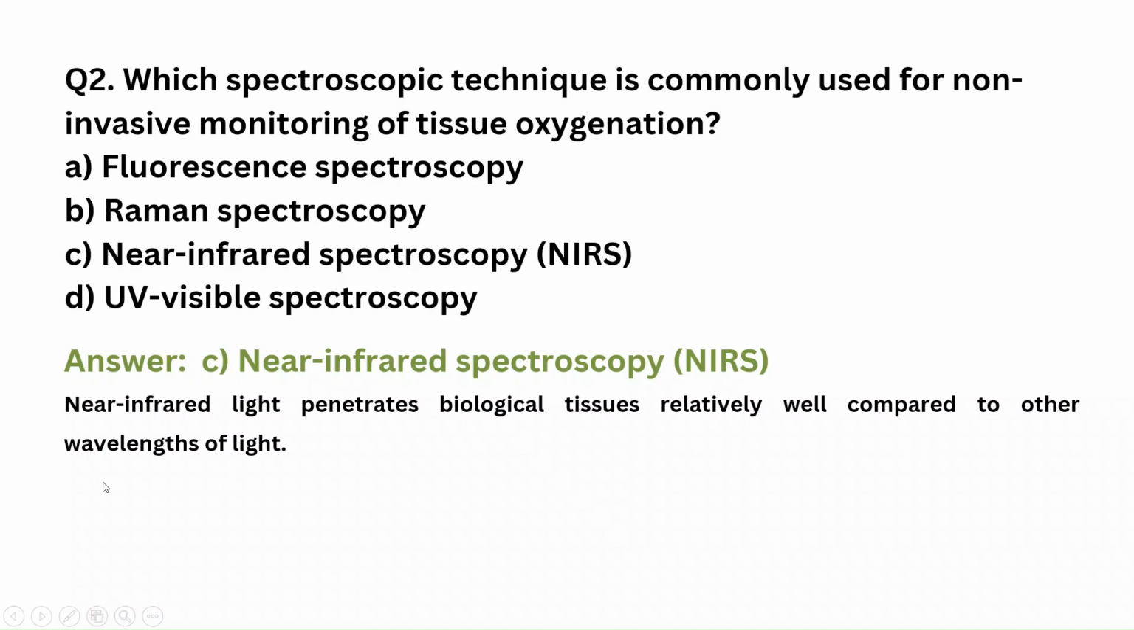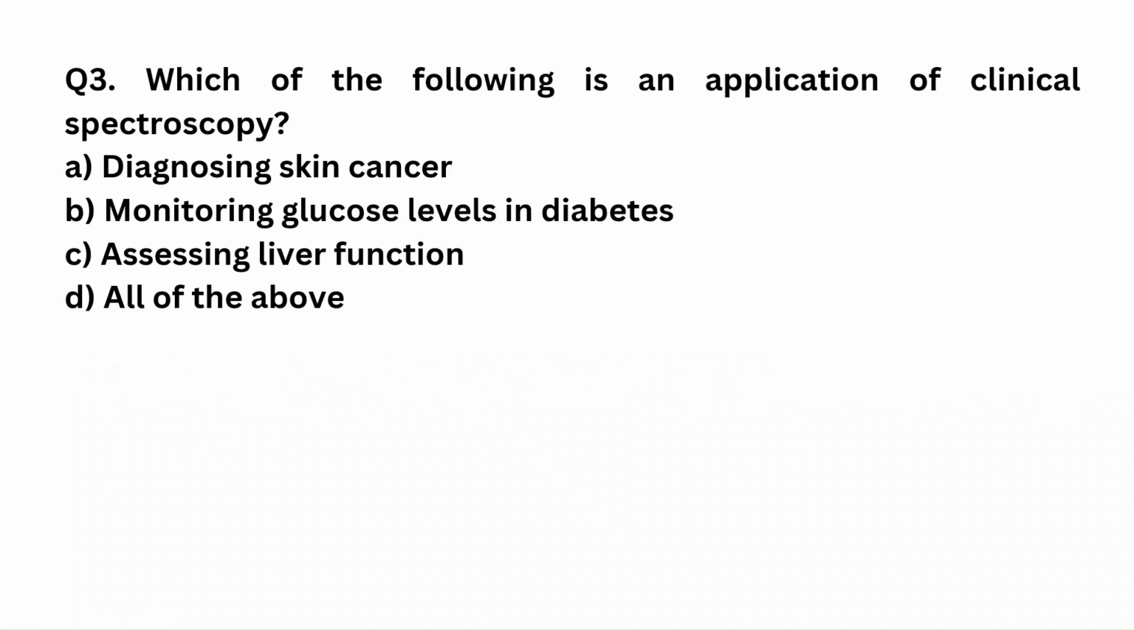Near infrared light is particularly interesting in non-invasive monitoring of tissue because this NIR light usually penetrates biological tissues relatively well compared to the other wavelengths of light. So we use near infrared spectroscopy for non-invasive monitoring of tissue oxygenation.